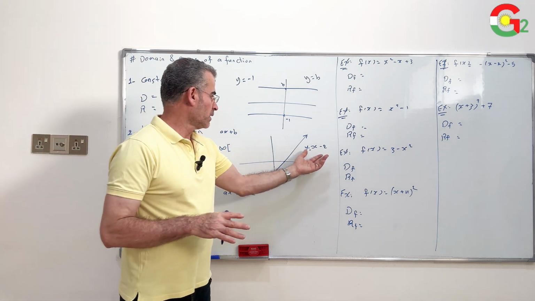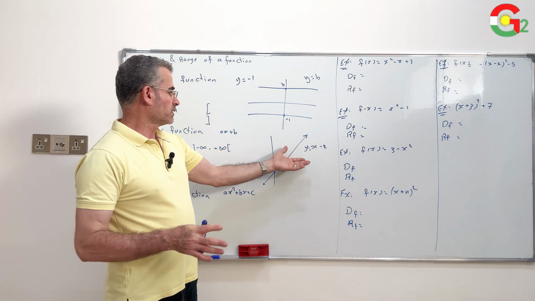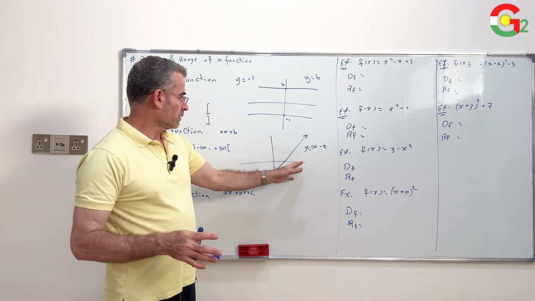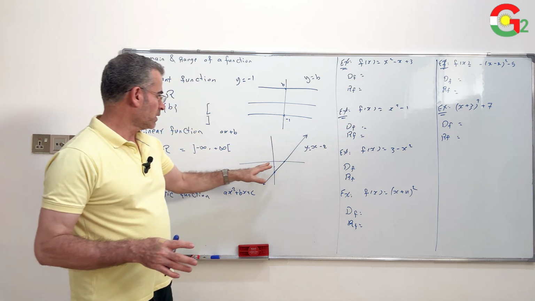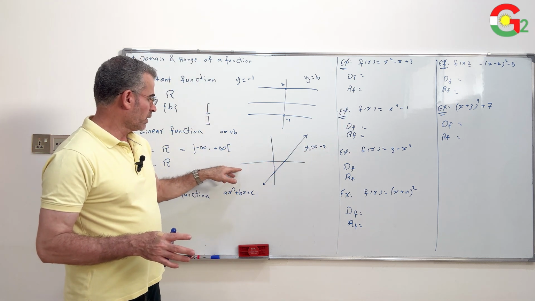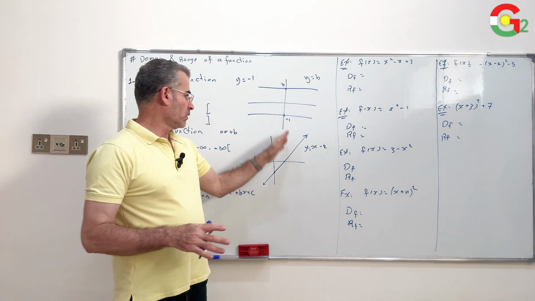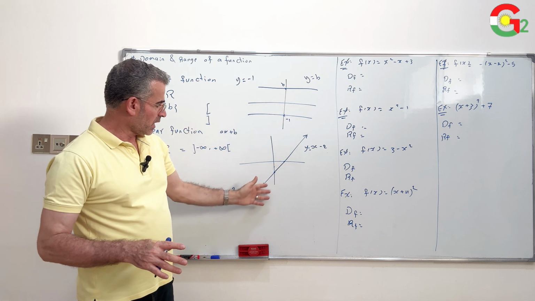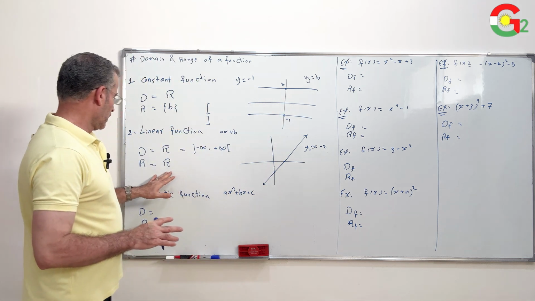As you see, this example, y equals x minus 2, is a linear function. Its domain is R. It goes from the right side increasing without bound, and from the left side decreasing without bound to negative infinity. Also the range: it is increasing from the right side and decreasing from the left side.